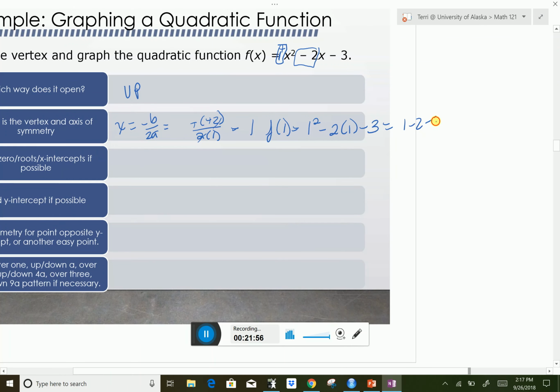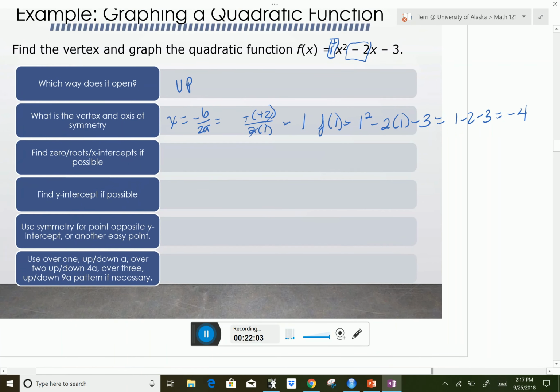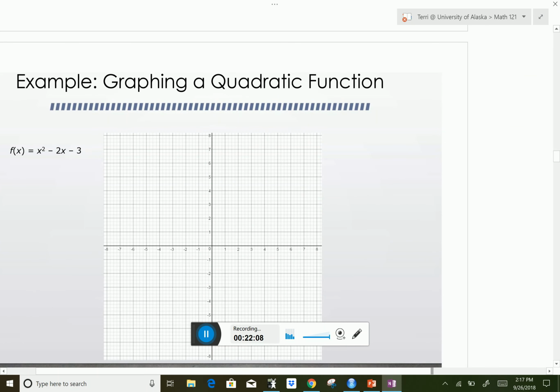1 minus 2 minus 3 is negative 4. So I know that I have a vertex at 1, negative 4. So I'm going to go down here, and I'm just going to put this on here. 1, negative 4. Oops, I did that totally wrong. 1, negative 4. I know what I'm doing.